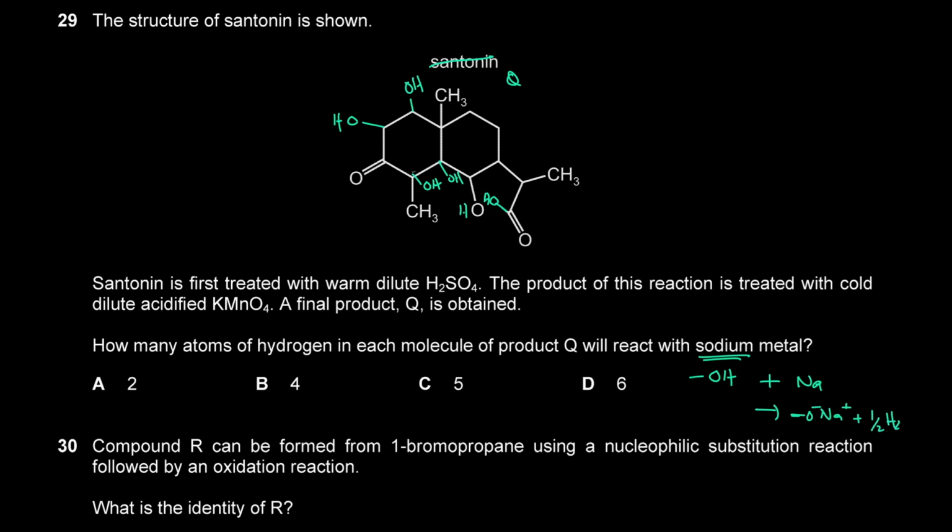So over here we have 6 hydrogen atoms in each molecule that will react, because we have 6 OH groups: 1, 2, 3, 4, 5, 6. The 6 hydrogen atoms from each molecule will react to form 3 molecules of hydrogen gas. Every one OH group results in the formation of half a mole of hydrogen gas, so 1 mole of OH results in half a mole of H2. So you have 6 moles of OH in 1 mole of this compound, we get 3 moles of hydrogen gas. So 6 of the hydrogen atoms will react. So the answer is D.